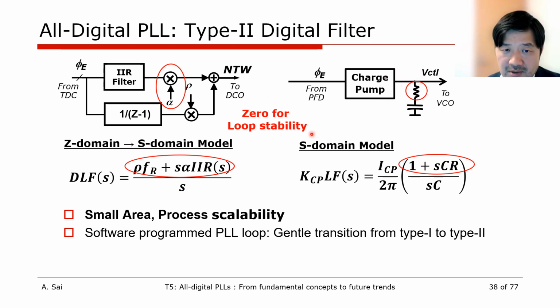The IIR filter removes high-frequency ripple. In addition to the merit of the digital implementation, there is a great merit of being able to switch between type 1 and type 2 in terms of software.